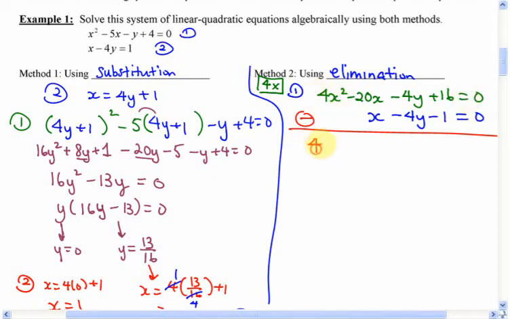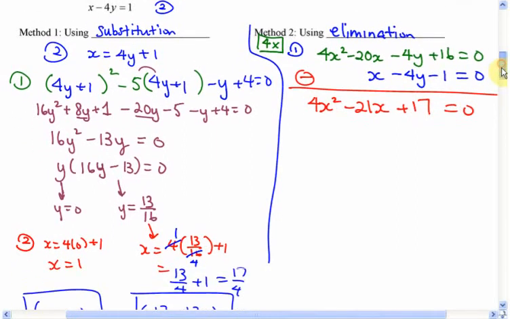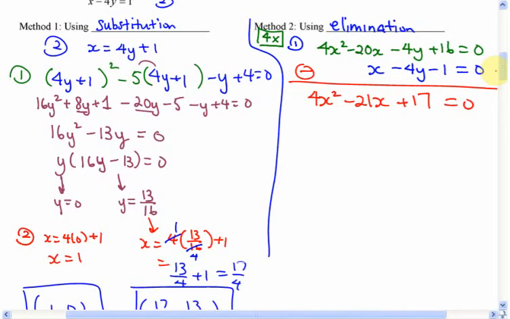So 4x squared, and then you have minus 21x. The negative 4y, take away negative 4y is 0. And then 16, and then plus 1, I guess that's 17. Okay, and this equals 0. Then go ahead and either factor or use the quadratic formula. I will factor in this case (4x and x), and then 17 and a 1, I believe. Yeah. So in this case, you get x equals 17 over 4, and x equals 1.